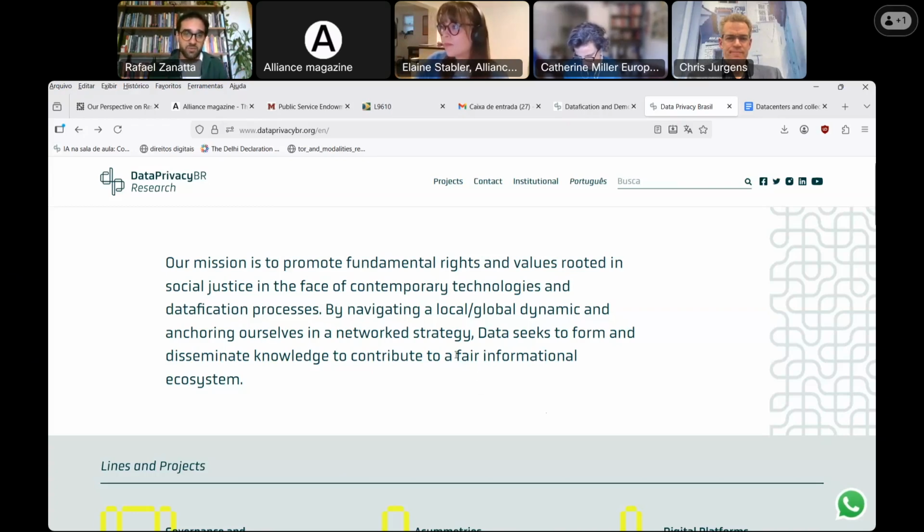That's why at Data Privacy Brazil, our biggest fight is to construct this fair informational ecosystem. That's our biggest theory of change. And we are really concerned about all the different dimensions of the processes of datafication of society and what that means for the future of countries such as Brazil.